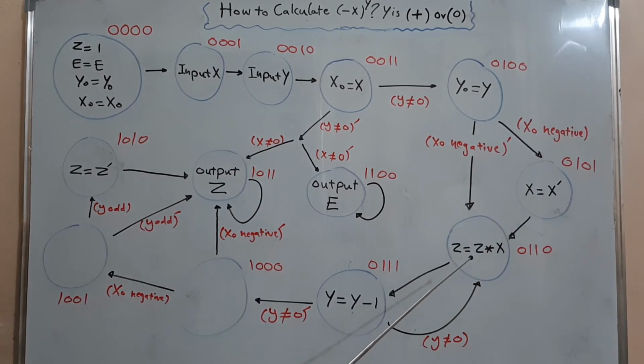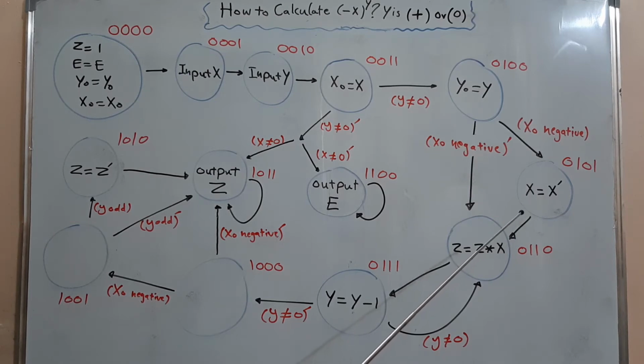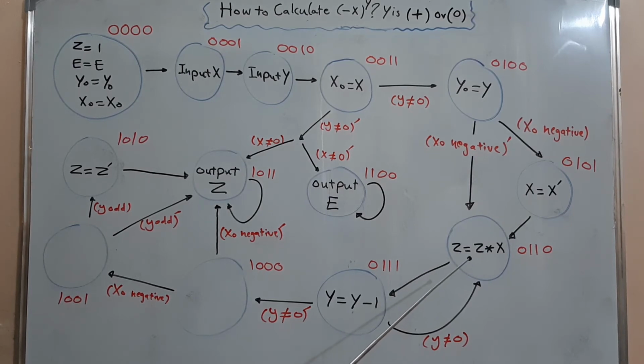And that step is the step that follows this step. After this step, y will be decremented by 1. Then the system will test whether y is not equal to 0 or not. If it's not equal to 0, then it will return to this step.